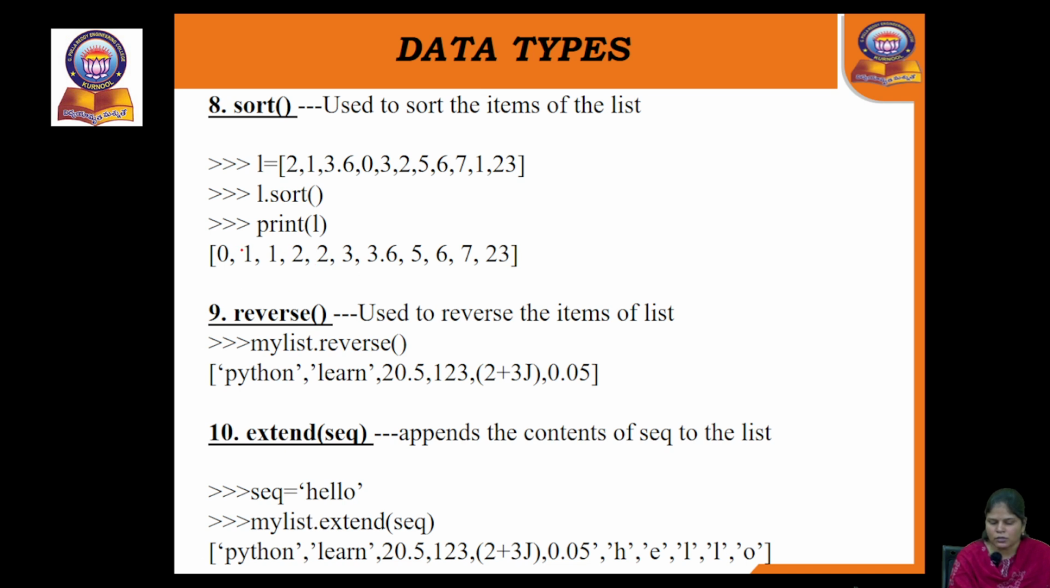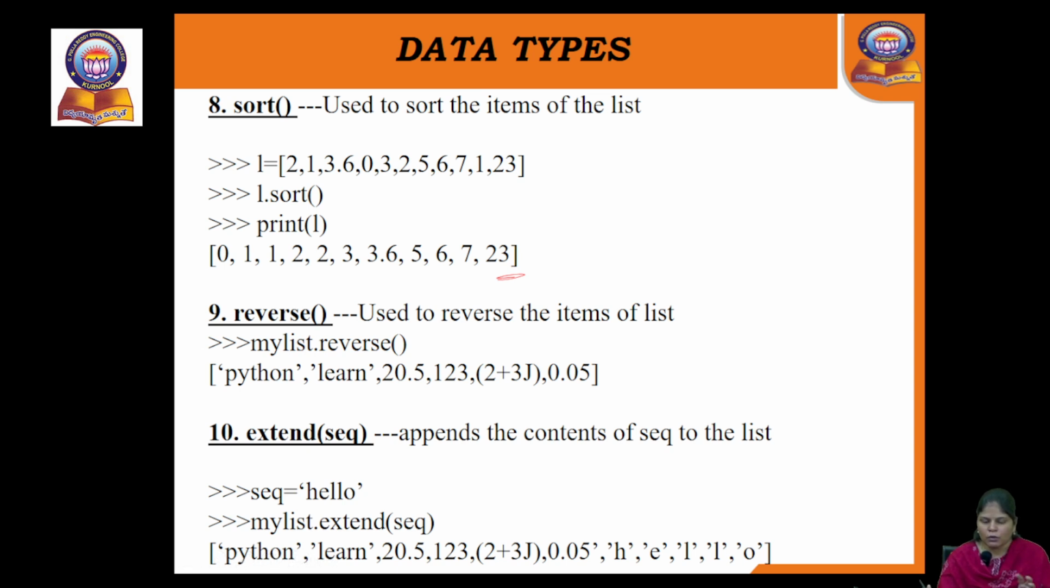So L.sort(), then print(L). Sorting: first 0, next 1, again there is another 1, so it will print 1, again 2, 2 appears 2 times, next 3, 3.65, 6, 7, and 23 is the largest element, so it is at the last of the list.